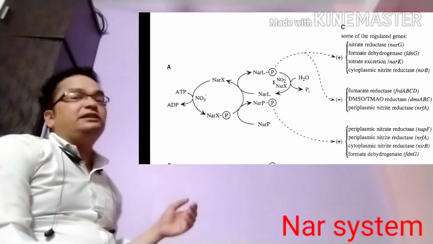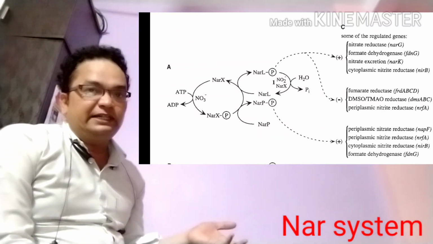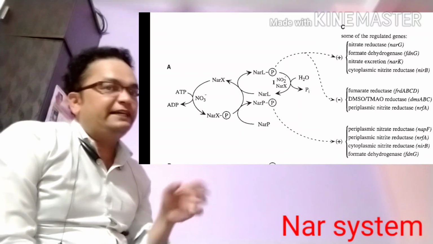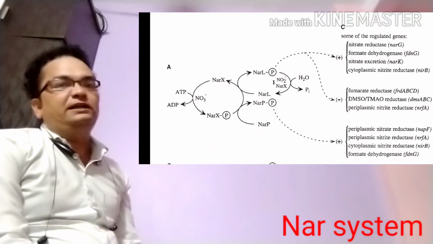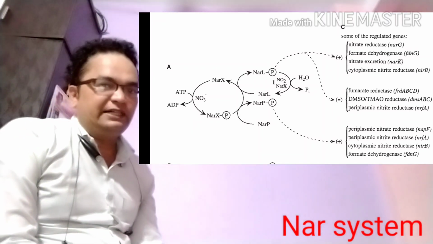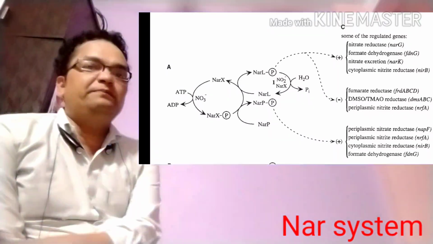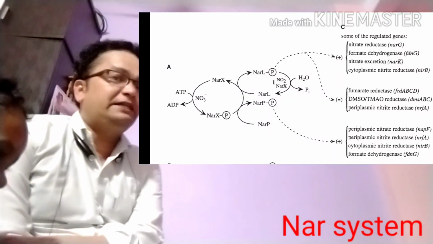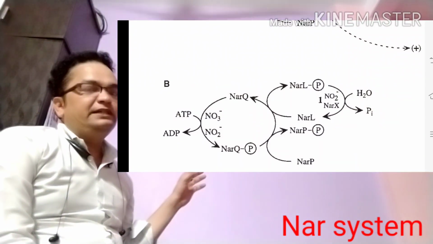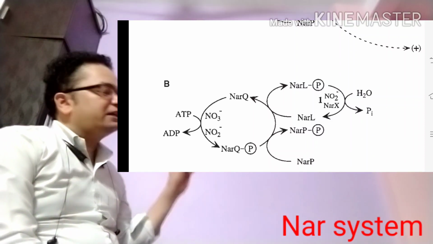Whereas it acts as the negative regulator for fumarate reductase, DMSO reductase, and periplasmic nitrite reductase, because nitrate is available for accepting electrons, so there is no need of other reductases. Therefore the fumarate reductase and DMSO reductase, their synthesis is inhibited by this phosphorylated NAR-L. In diagram B, you can see that it is the nitrite that activates the NAR-Q.